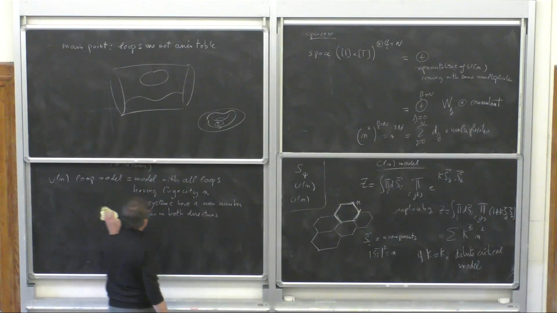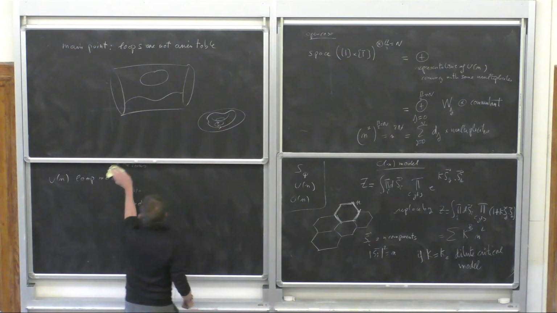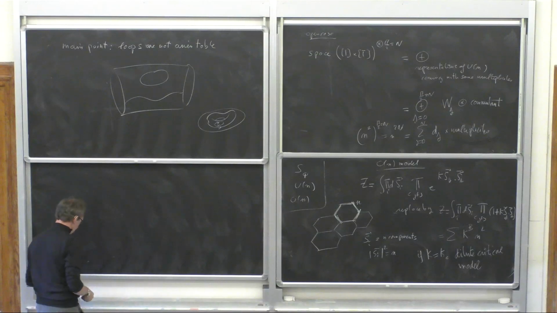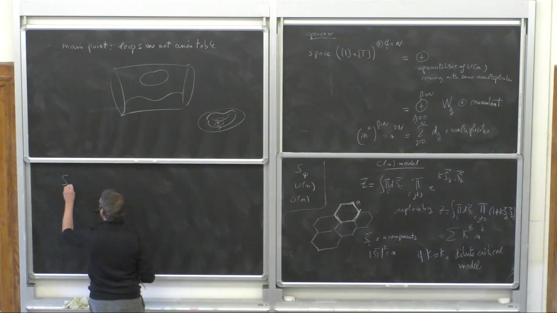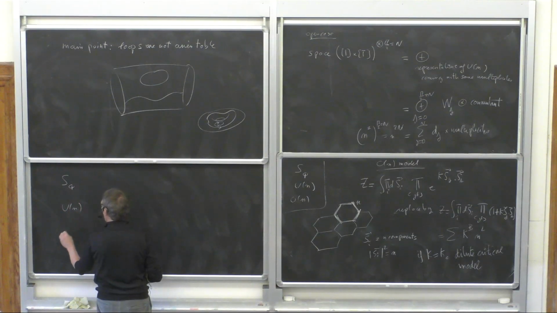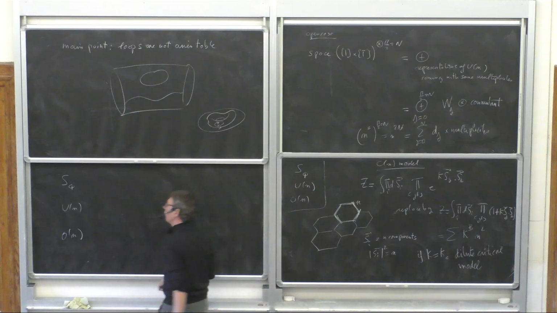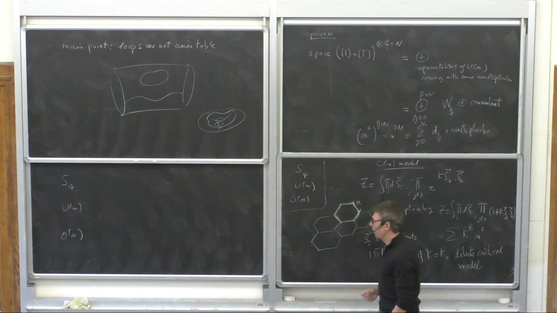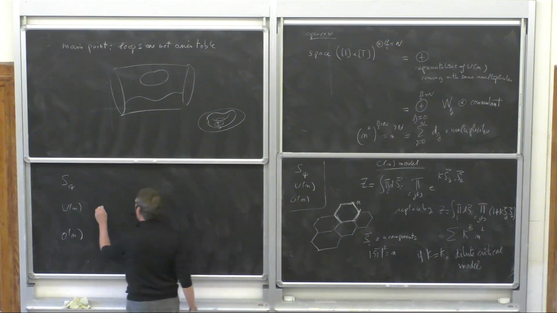So finally, now we can finish our classification. We have S_Q models, U(N) models, O(N) models. And they differ by the fact that here there's a question of orientability.